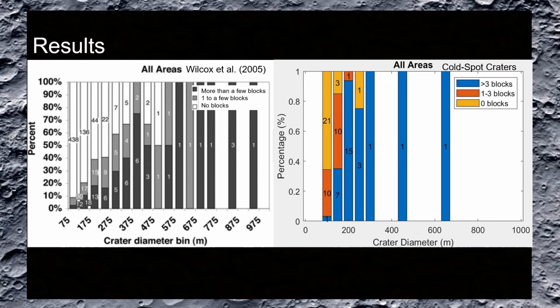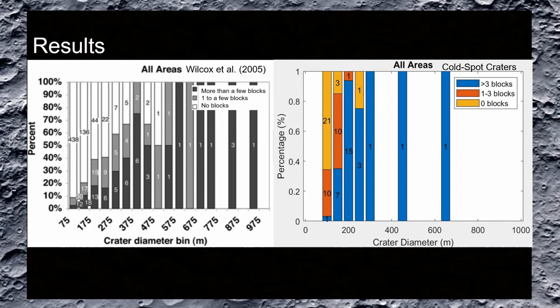In fact, by the second bin ranging from 125 to 175 meters in diameter, less than 20% of our craters have 0 blocks, whereas the Wilcox et al. 2005 results show 80% of craters in the same second bin having no blocks. The largest crater with no blocks in our results is in the 225 to 275 meter bin, whereas the largest crater with no blocks in the Wilcox et al. 2005 study is in the 475 to 525 meter bin.